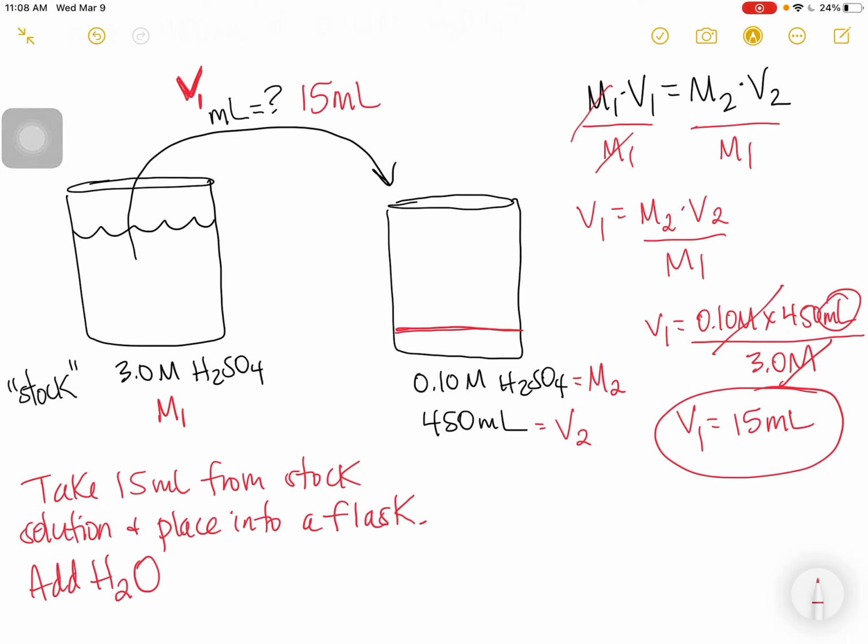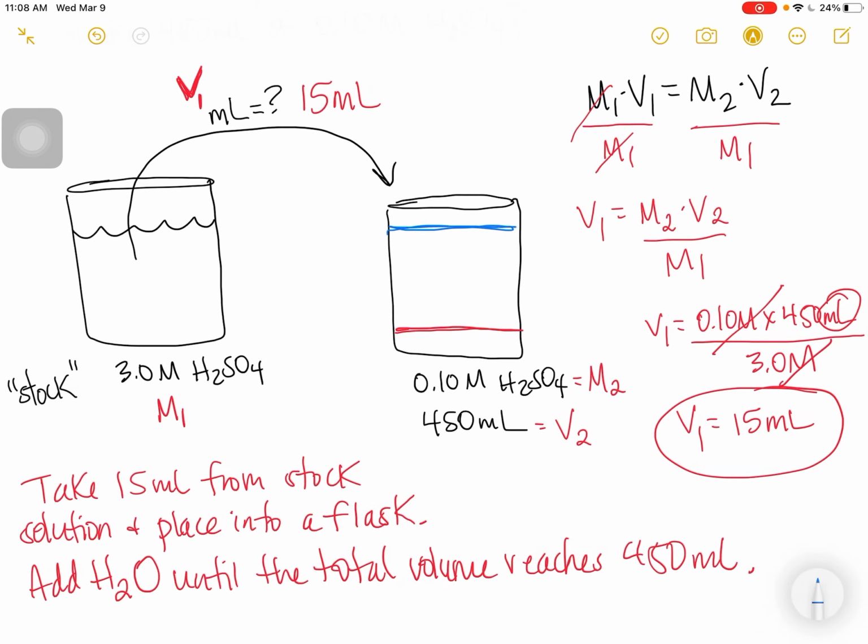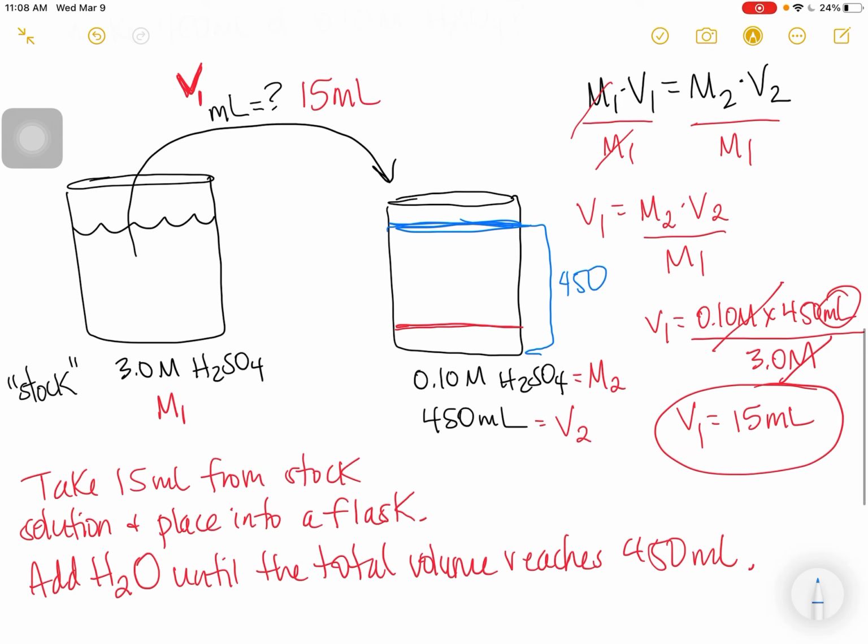What we're going to say is that we're going to add water until the total volume reaches 450 milliliters. So what you would do is you would get your container of distilled water and you would add enough water, right? I don't care how much it is. We would add enough water until this total volume was 450. We would stir it. We would put a label on it that says 0.1 molar H2SO4.